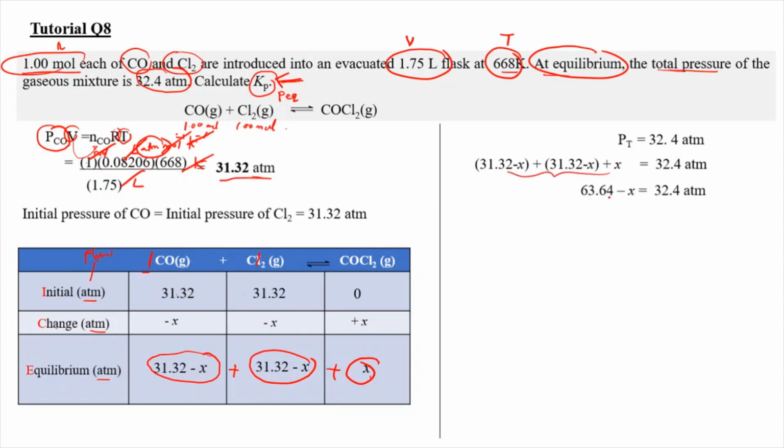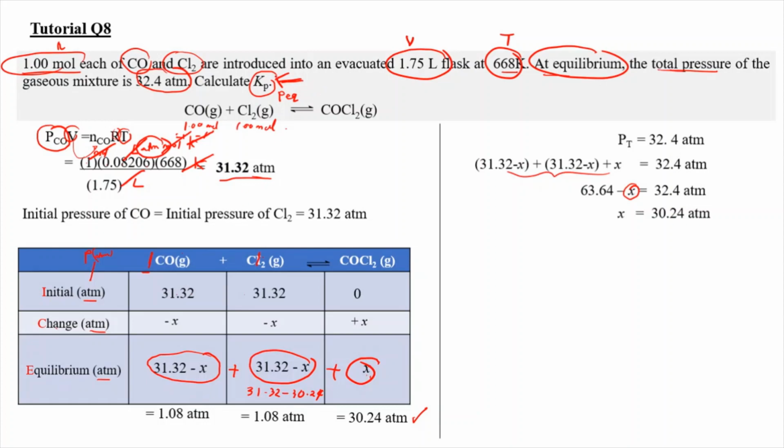So you're going to get 63.64 minus X, and we need to find the value of x here. Once we do the maths, we get x equal to 30.24 atm. Hence, we can now obtain the partial pressure of each species at equilibrium. For example, COCl2 is equal to x, which is 30.24 atm. For Cl2, it's 31.32 minus 30.24, and once we calculate that, we get 1.08 atm. Similarly, the partial pressure of the carbon monoxide is 1.08 atm.